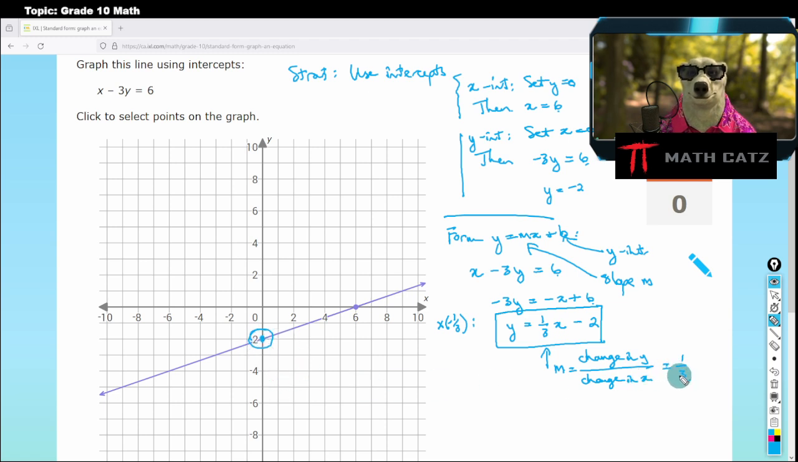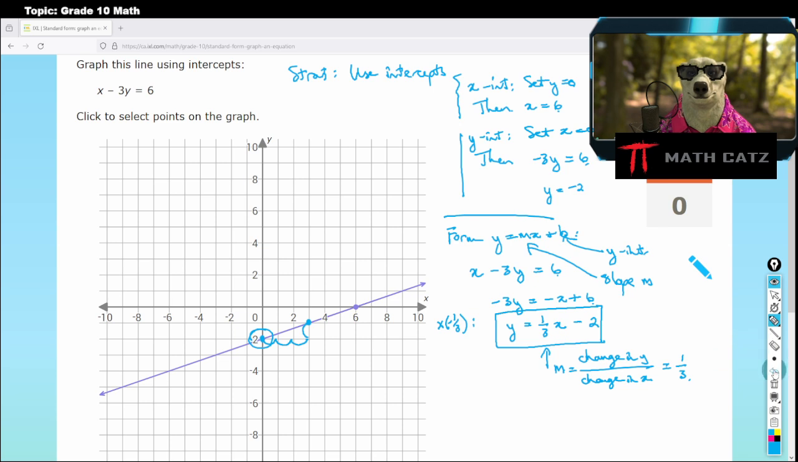It says if I move, I like to go x first because I like to move horizontal, but you really don't have to. I'll do both. If you go 3 units horizontally, you have to go 1 unit vertically to be back on the line. And they're both positive. So 1, 2, 3, and then 1 unit vertically, and that is another point on the line. And I can just connect those 2 points, and boom, I'm done.